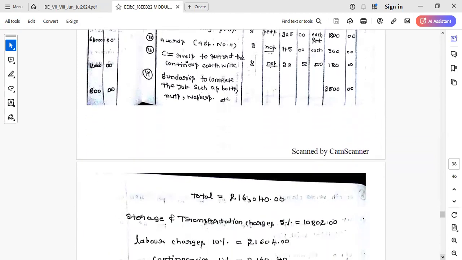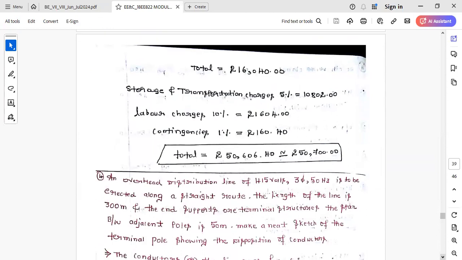Use some logic, that's it. Okay, pause the video and note down the values. Total 2,50,700. This is going to come.